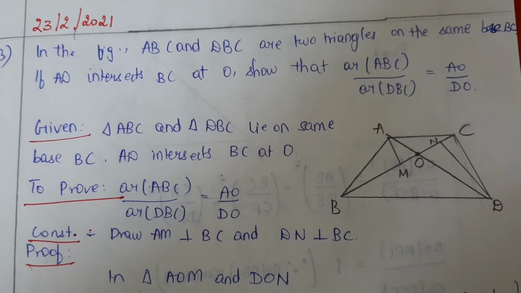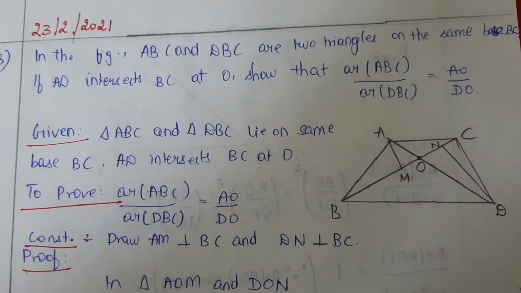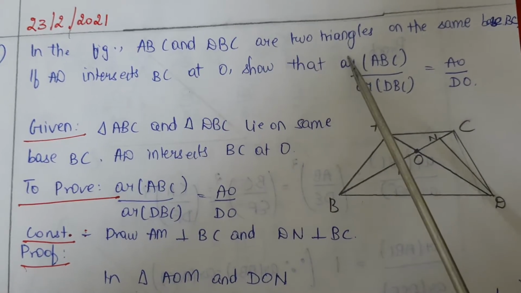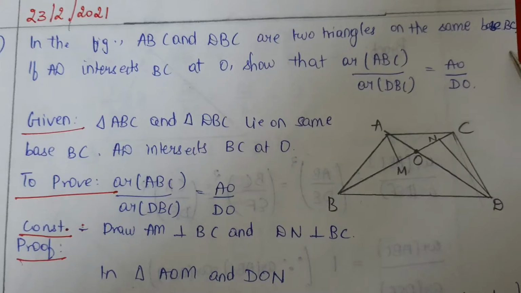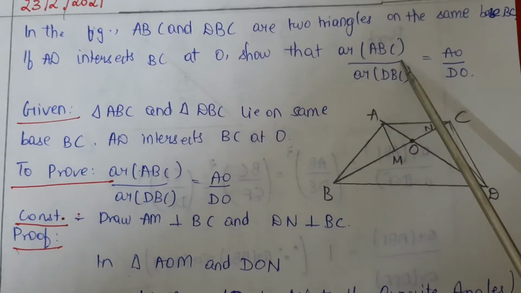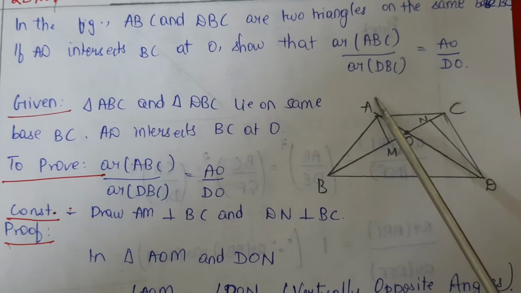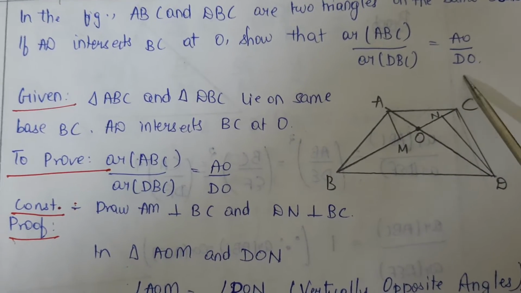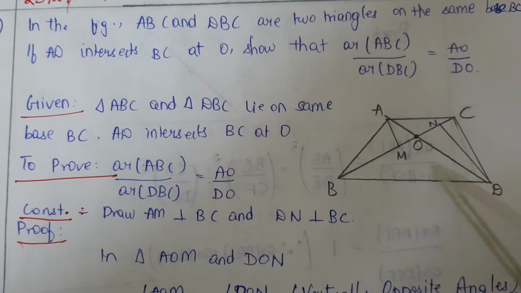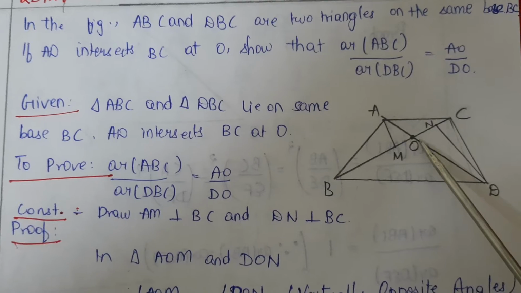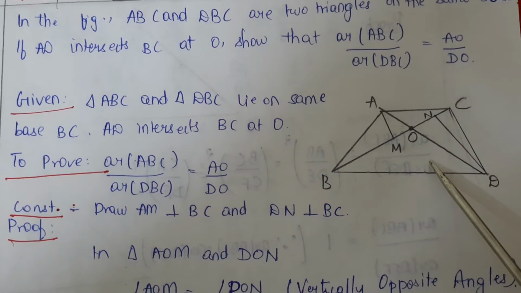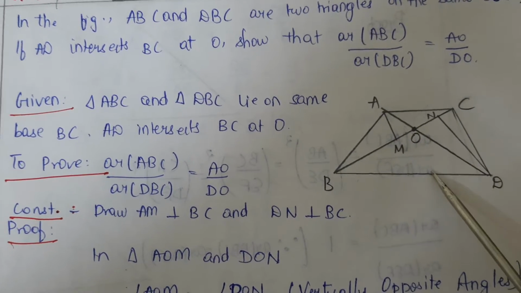Today we are going to solve the third problem in exercise 6.4. In the figure, ABC and DBC are two triangles on the same base BC. If AD intersects BC at O, show that area of triangle ABC by area of DBC is equal to AO by DO. The figure is given here. It is said that AD is bisecting BC at O, and we have to prove that area of ABC by area of DBC is equal to AO by DO.